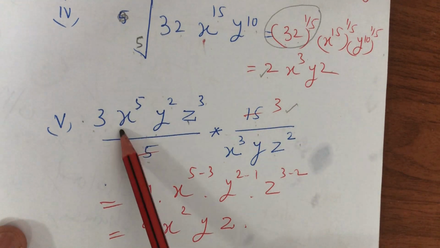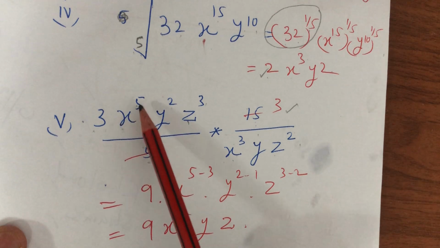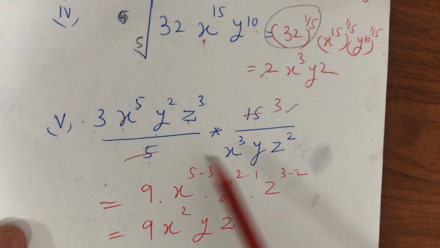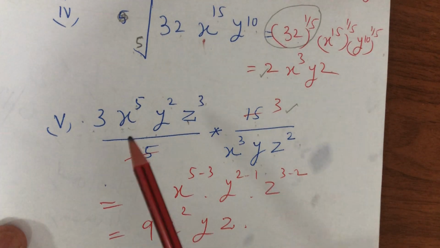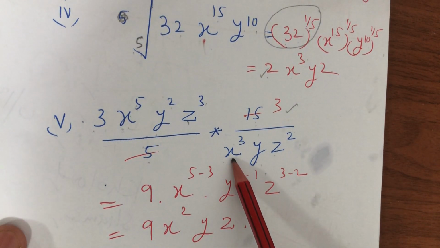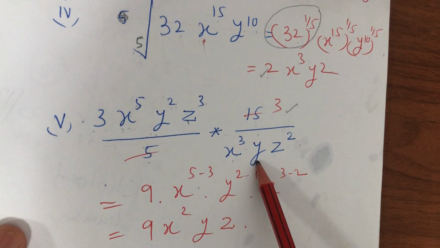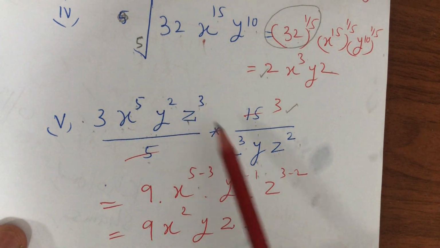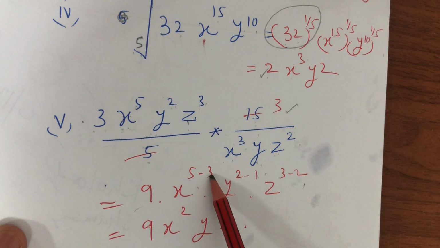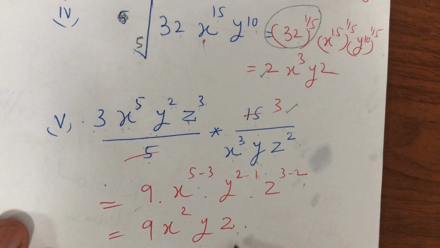Okay. This x power 5 will be dealt with x power 3 because the base is the same. This x power 5 cannot be dealt with y because these bases are different. We can deal only with the same bases. X power 5 will be dealt with x power 3, so 5 minus 3. Y power 2 will be dealt with y power 1, so y power 2 minus 1. Z cubed will be dealt with z squared, so z power 3 minus 2. So 5 minus 3 is 2, 2 minus 1 is 1, 3 minus 2 is 1. Okay.